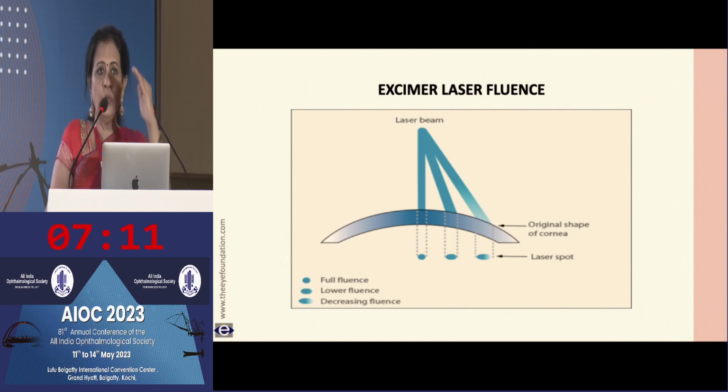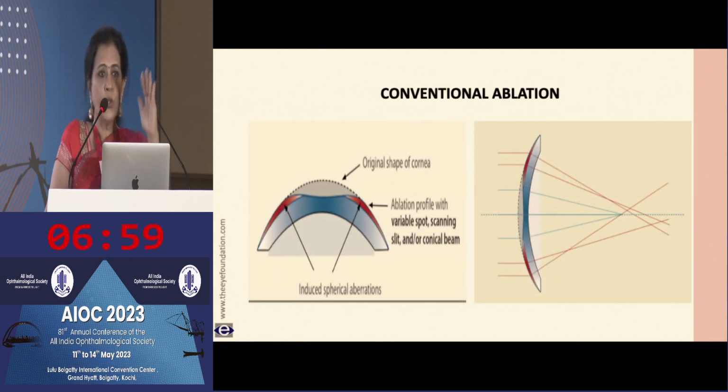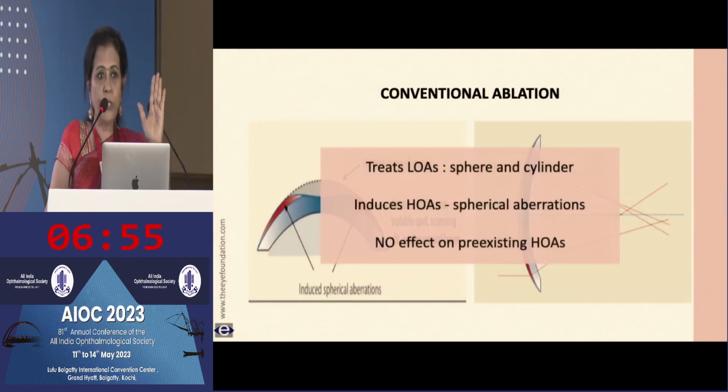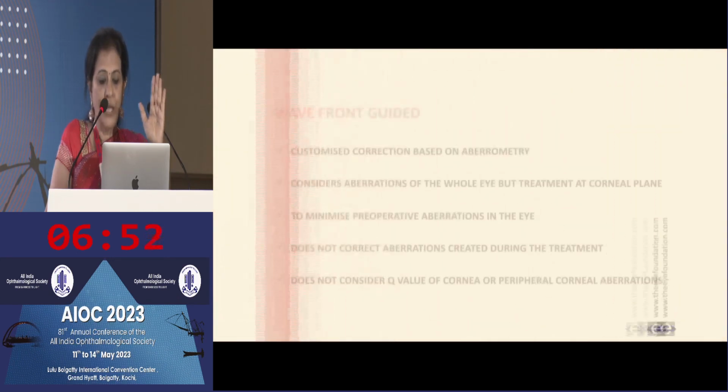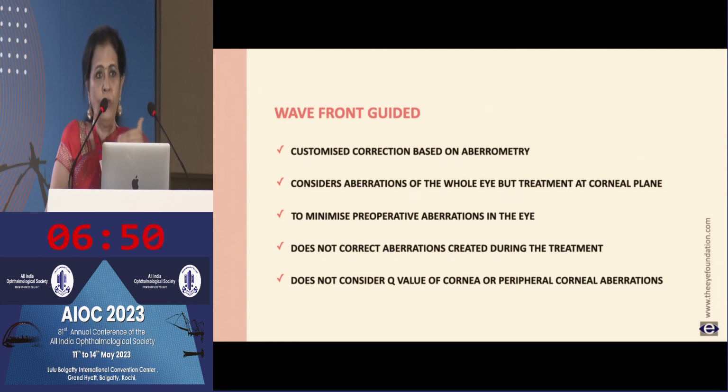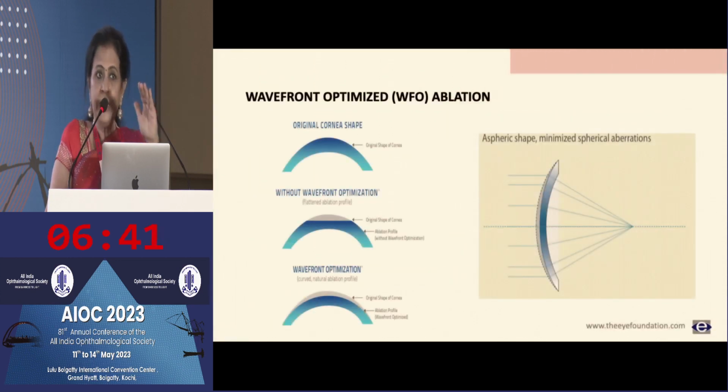We also know with the excimer laser, the light which is passing directly, compared to the light which is passing obliquely, allows a lesser ablation profile, because of which the spherical aberrations are caused. So in the conventional laser, which was happening earlier on, we had more positive and negative spherical aberrations, whereas they moved on to wavefront-guided, which was information collected from the aberrometry, and all the aberrations of the eye were treated on the cornea. But then it did not treat the aberrations which were created by the treatment.